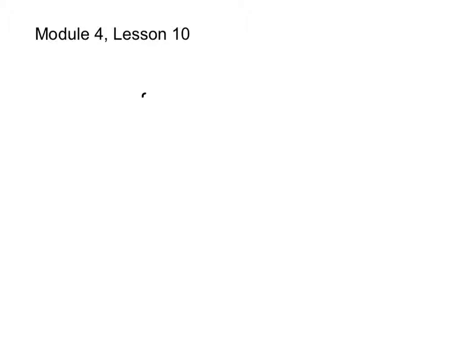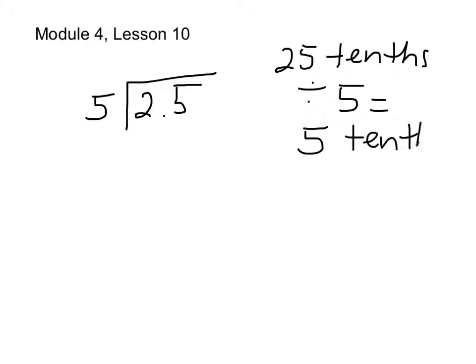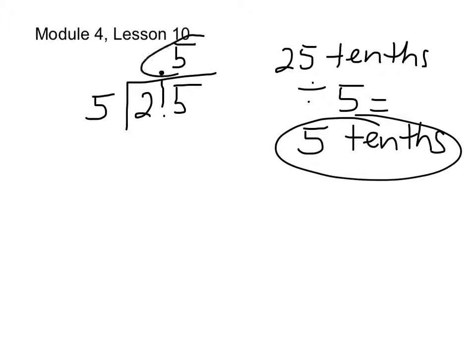We've seen, say, 2.5 divided by 5. Now we could think of 2.5 as being 25 tenths. So you can just say that out loud. 25 tenths divided by 5 has got to be 5 tenths. And the way we do it with regular notation is we just move that decimal up to the top and say 5 goes into 25 5 times. There we go. 5 tenths.